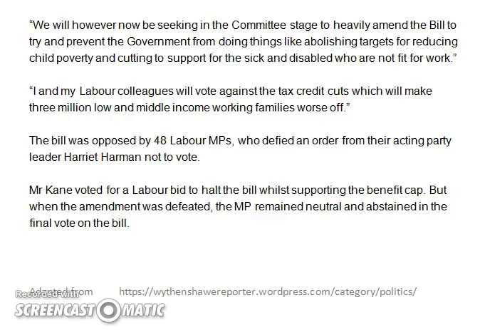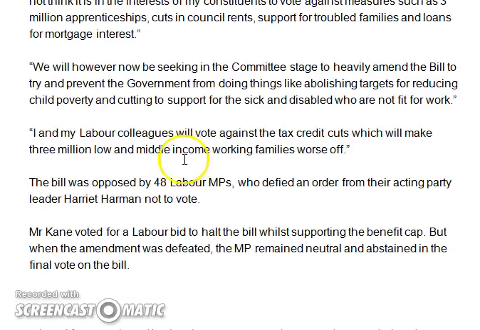This article is an informative article. There are lots of facts. The bill was opposed by 48 Labour MPs. Mr Kane voted for a Labour bid to halt the bill. There's two main types of newspaper articles. This is an informative one, which is full of facts. I would expect an informative article to have a look at both sides of the story.